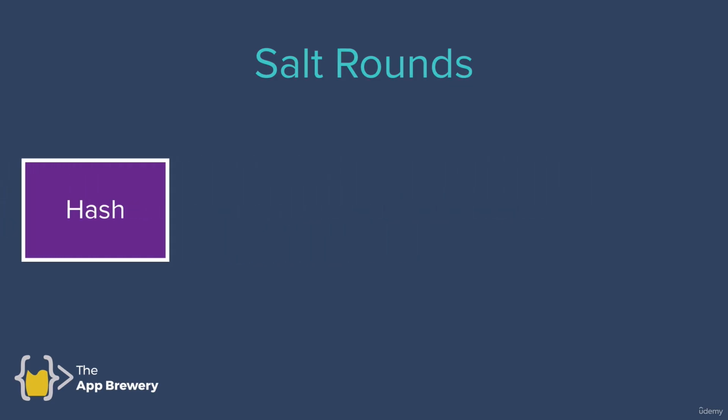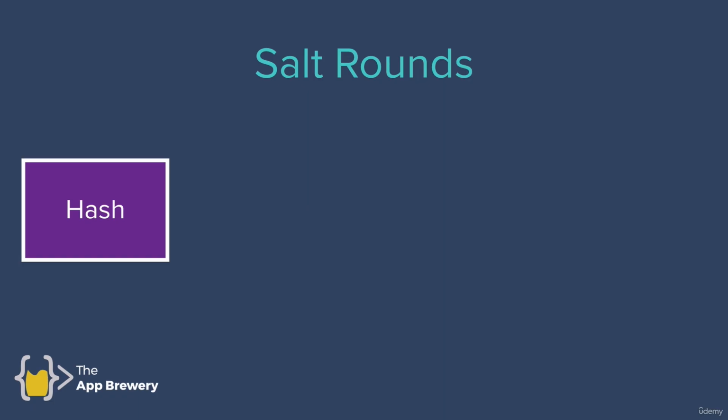Now, the reason why this is genius is because as computers get faster, remember that Moore's law says that every year the number of transistors in a computer chip almost doubles and the cost of that faster computer halves. So every year you can get more computing power for less money. And this is where salt rounds comes in.